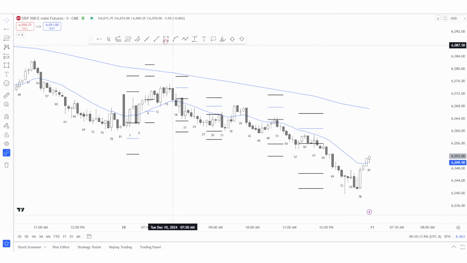Hope you guys had a good day. We did have some gaps. Zero height gap.